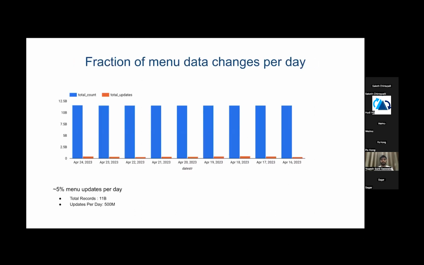The other thing is, though there are frequent updates from the merchants for the data, if we consider the overall metadata, then only a fraction of metadata changes per day. So if you just see this graph, then for every day, only 4 to 5% of data is changing, as compared to the total 100% of data. So we have around 11 billion records, but only 400 to 500 million records change per day.